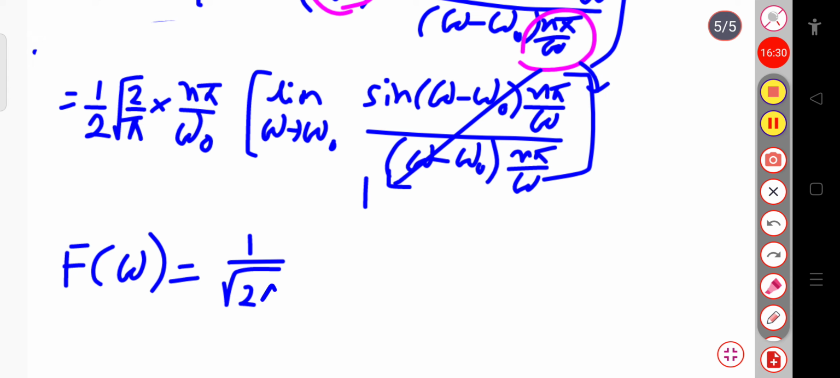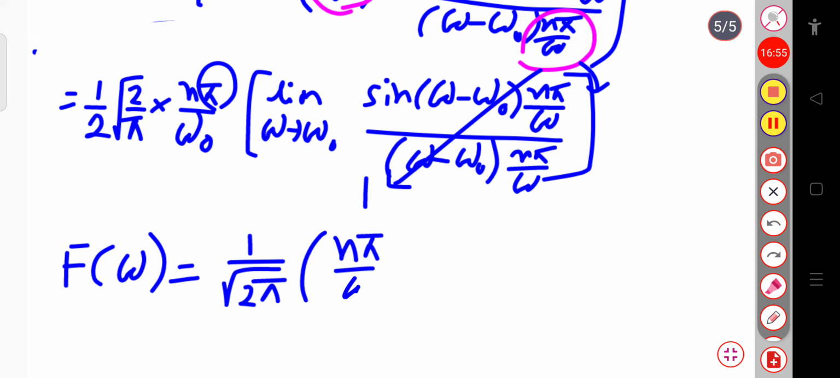This will be 1 by root over 2 pi, because this 2 is nothing but root over 2 into root over 2. That's why 1 root 2 gets cancelled. This will be 1 by root over 2 pi into, here also pi divided by root over pi, we are not dividing this. Here I am taking this n pi by omega naught separately.